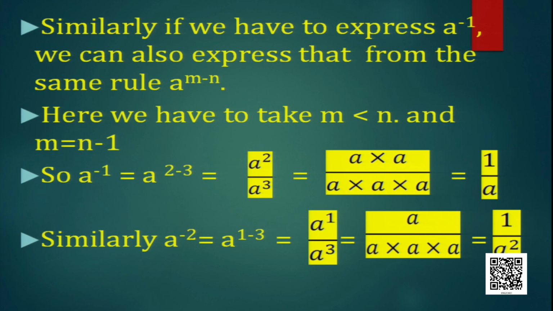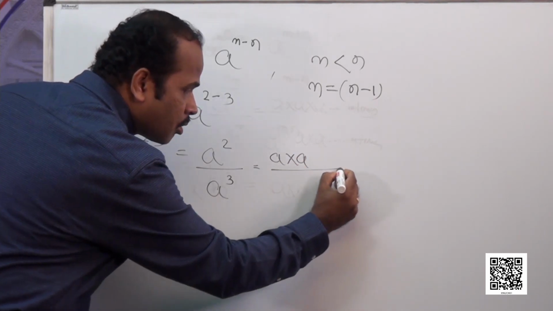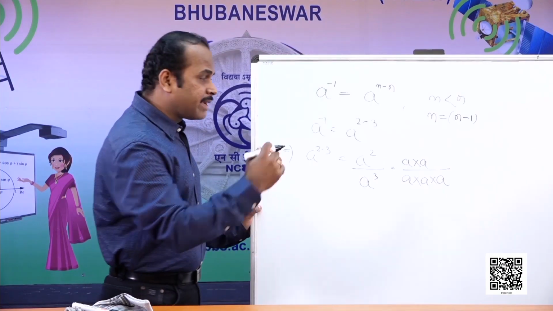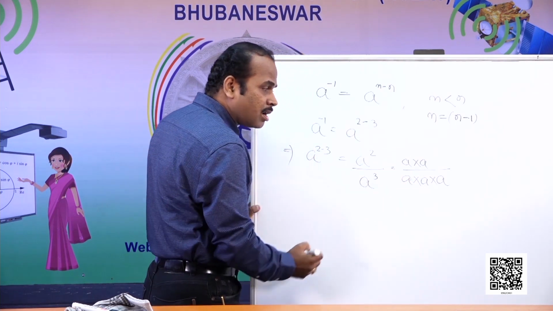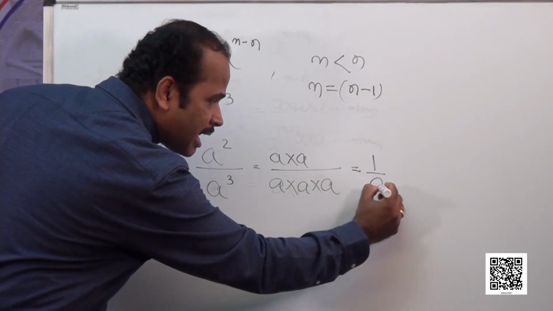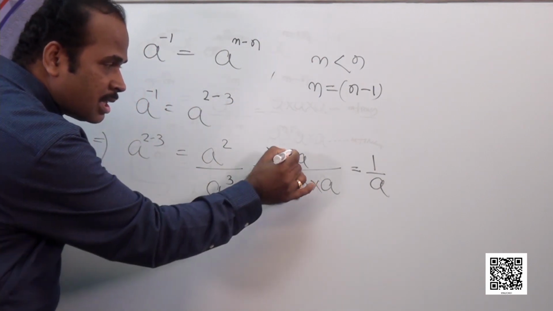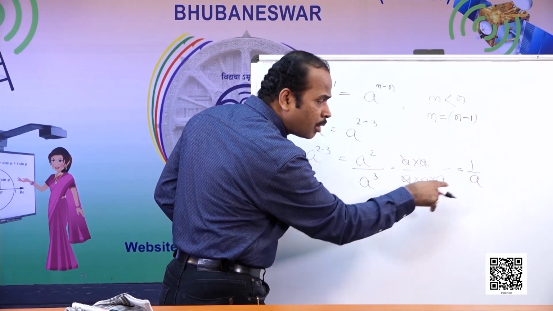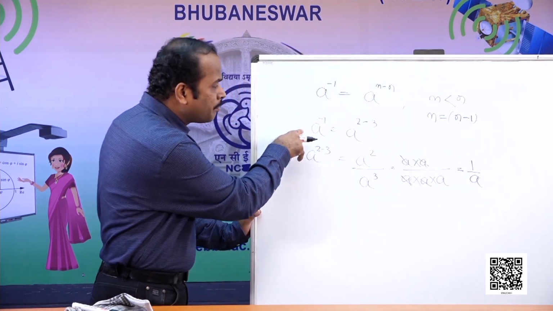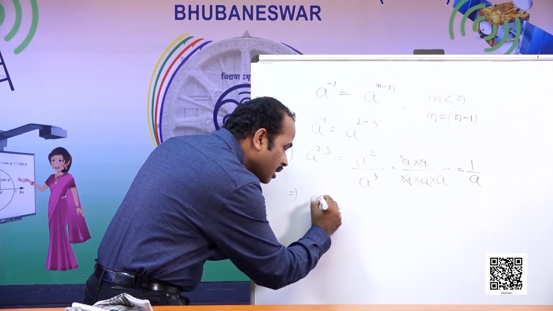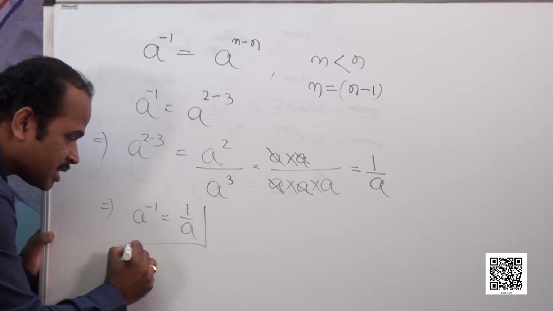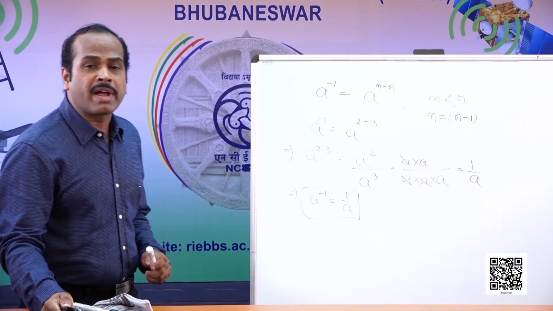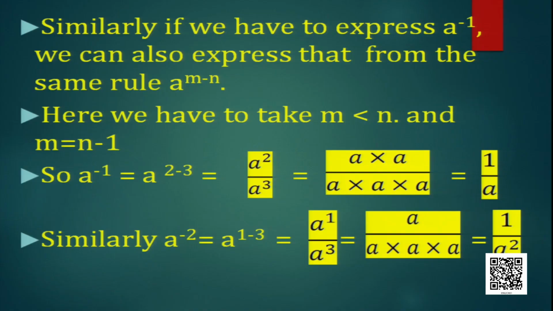Opening this expression, we'll find there are 2 a's in the numerator while there are 3 a's multiplied in the denominator. Now cancelling these factors from the numerator and denominator, I find finally the answer is 1 by a, because this a will be cancelled with this a, and in the numerator nothing will be left, only 1, and in the denominator only one factor will be left, that is a. So a to the power minus 1, finally I got 1 by a. This is an expression we have derived from the laws of exponents.